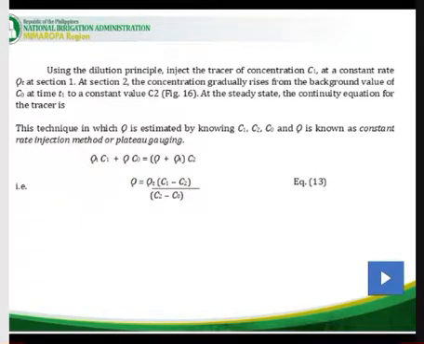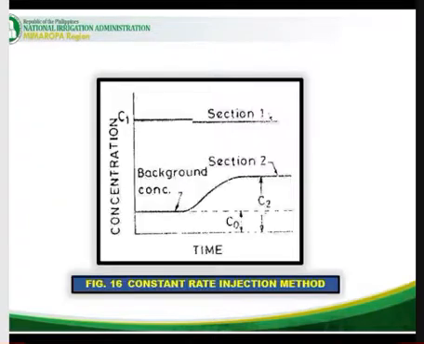Q1 C1 plus Q C0 equals Q plus Qt C2. Q equals Qt multiplied by C1 minus C2 over C2 minus C0. Okay, so you have the illustrated constant rate injection method at different sections.